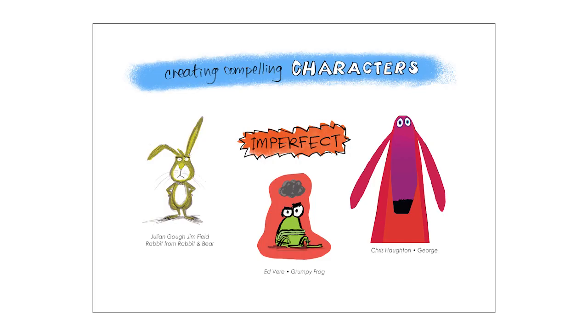Now, what other examples have we got here? We've got Rabbit and Bear. The rabbit is quite testy, irritable, in Julian Gough and Jim Field's Rabbit and Bear. But ultimately, we like him. But you enjoy reading about his bad temper. It's part of the illustrator and writer's voice, I think, that comes through in the rabbit. You just love that little rabbit character.